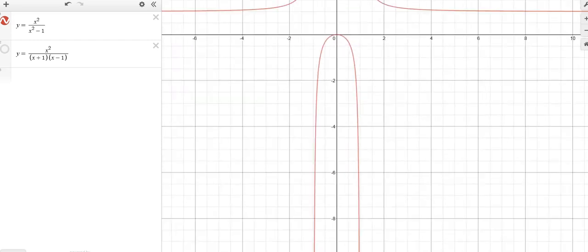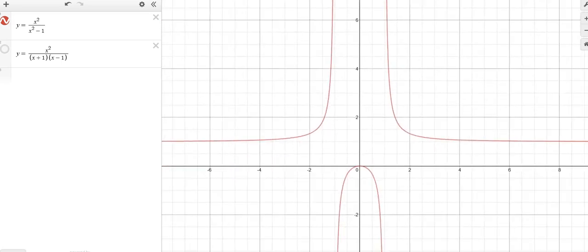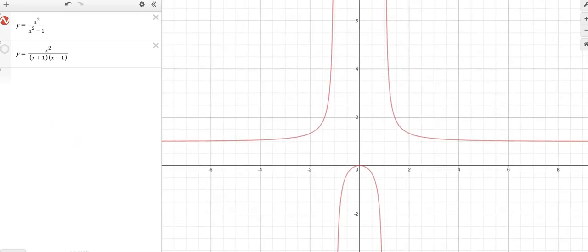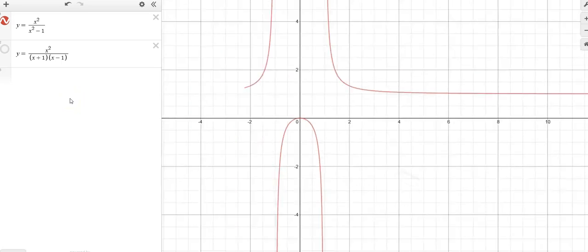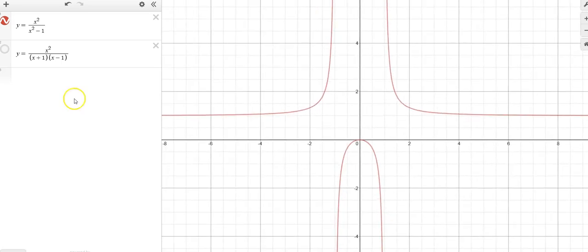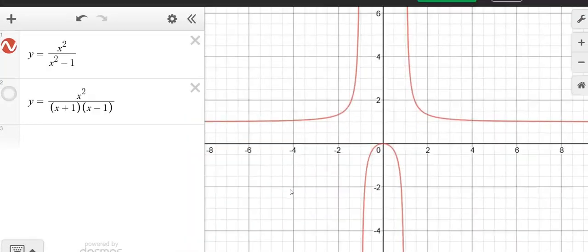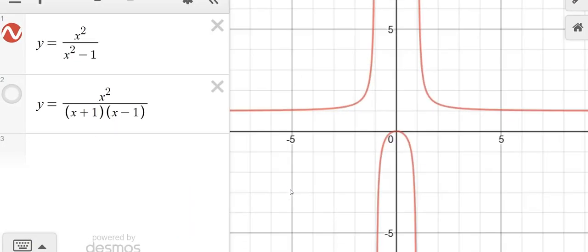Okay, so we should have a shape something like this. Take a look at the equation that I've, let's see, yes, look at that. Look at those two equations right there. Is there any difference in the graph? Absolutely not. I just factored the denominator, right?